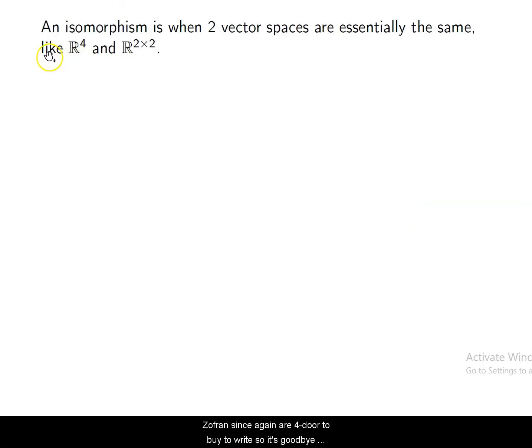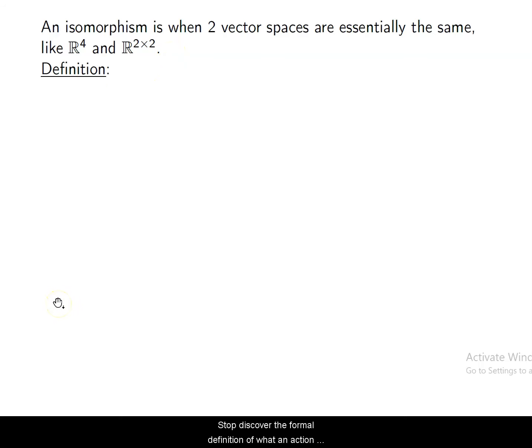So for instance, again, R4 and R 2x2, right? So 2x2 real matrices and the column vectors with 4 entries, they're basically the same thing. Anything I can do in here can relate to something that I'll be doing in here. Is also isomorphic in this case to P3, right?